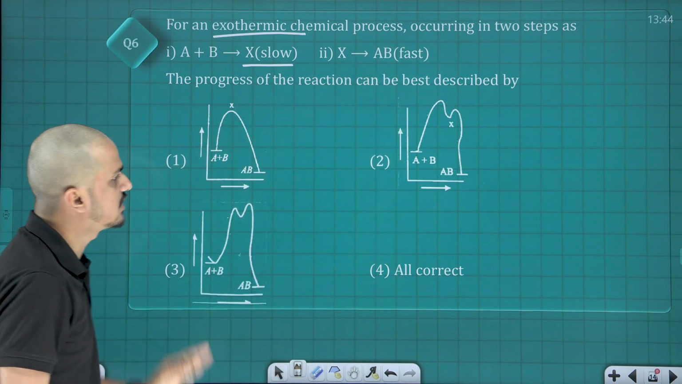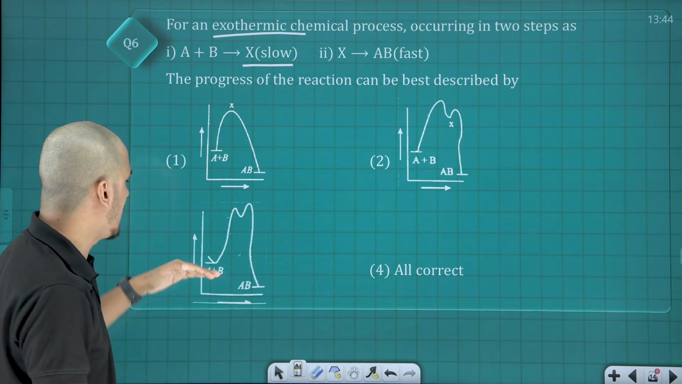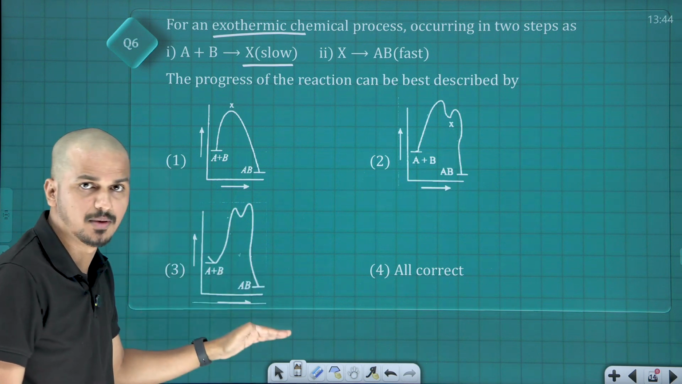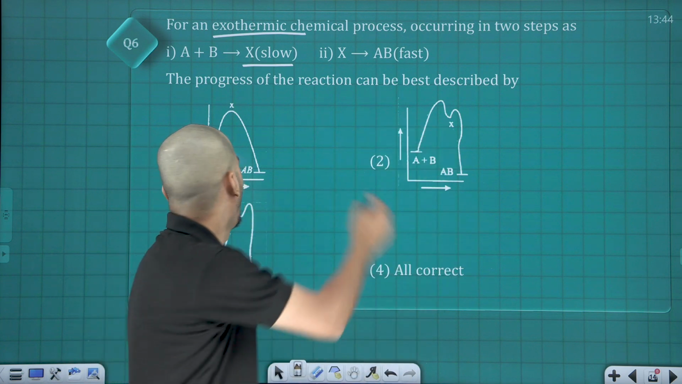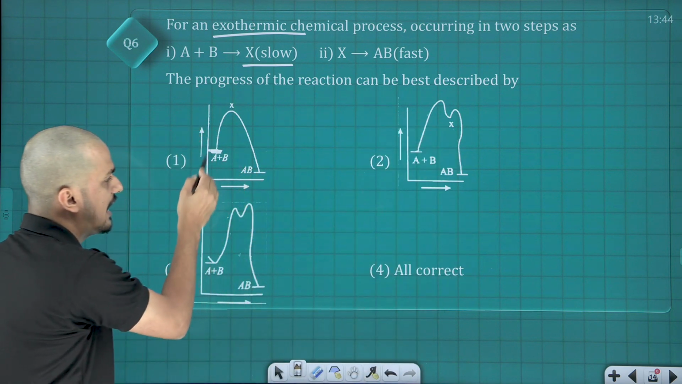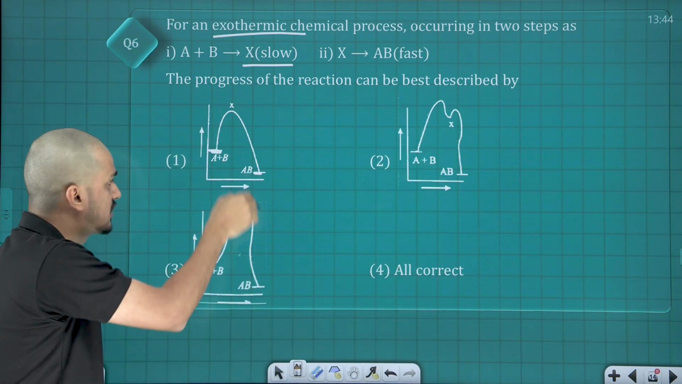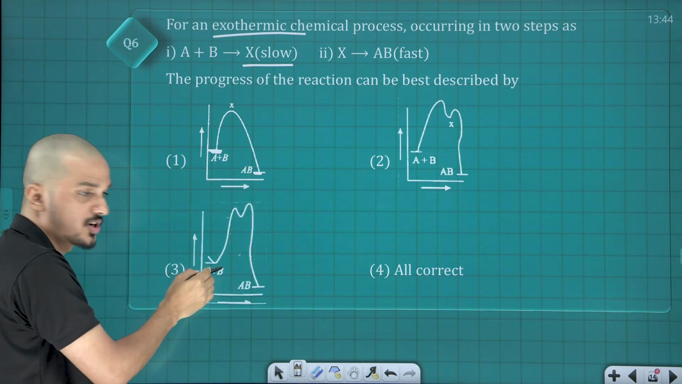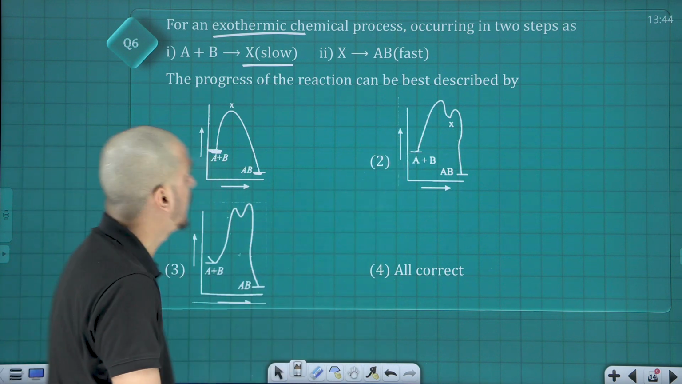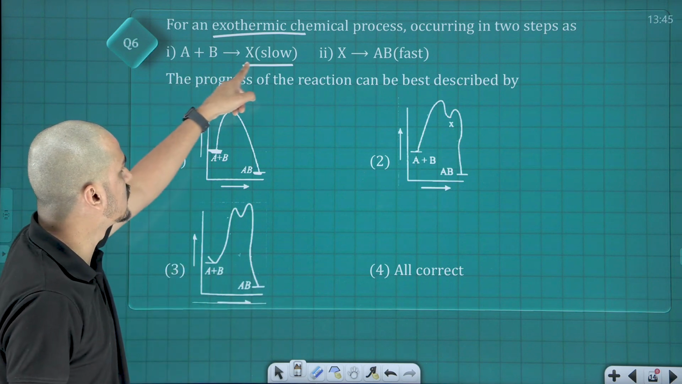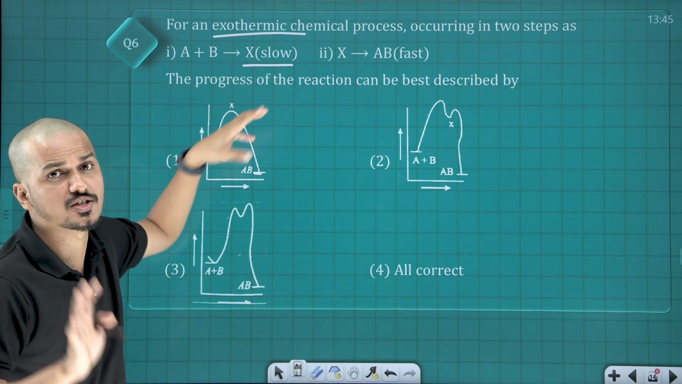First of all, it's exothermic, which means the reactant should be above and the product below. Reactant is A and B, AB is the product. Reactant potential energy is more and product potential energy is less. All are exothermic. Then A plus B gives X, that step is the slow step.